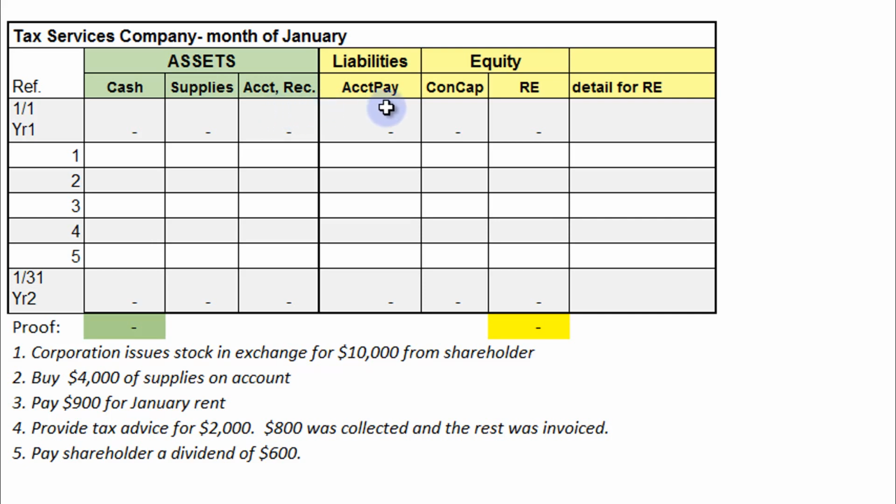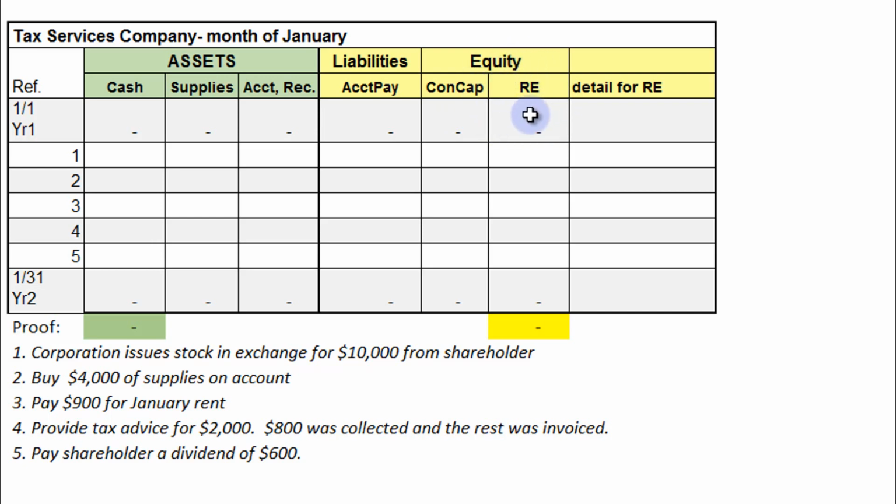Under liabilities here, we have accounts payable. These are amounts that the company has to pay in the future. And under equity, we have the two standard accounts for corporations, that contributed capital account we've spoken about earlier, and the retained earnings account. The things that we'll record, remember what affects retained earnings?